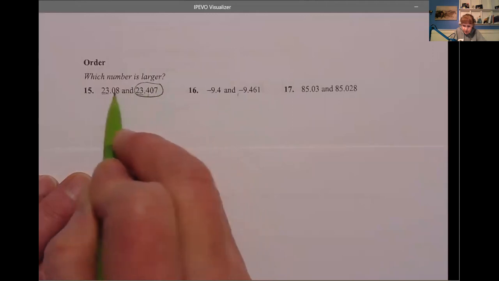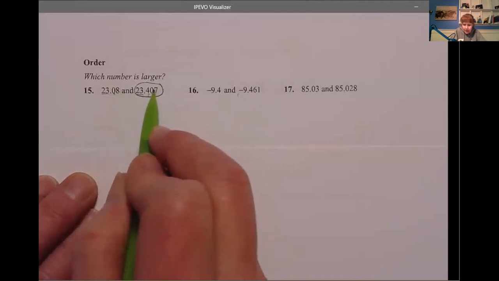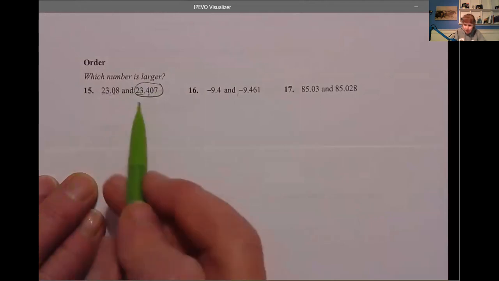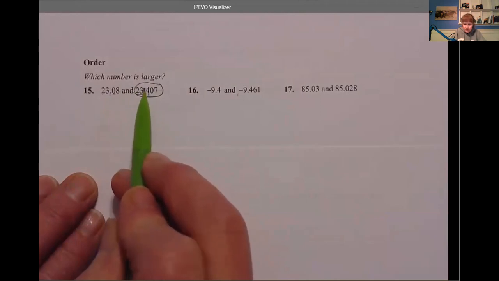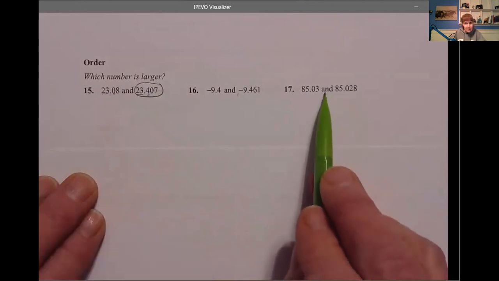So here, okay, you just move from left to right until you come to a different number and compare those. I don't care what's happening afterwards, and that's hard for some people. But here you're comparing the 0 to the 4. All right, and the 4 is larger, so this number is larger. Let's go ahead and work on our positives again.